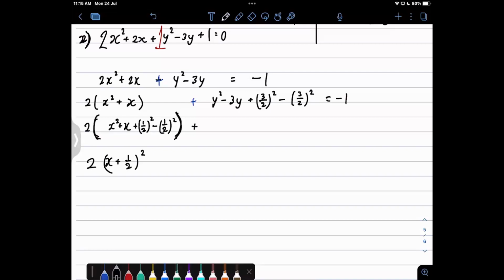This first 3 terms now becomes, oh, sorry, I made a mistake. Here, minus, I forgot to distribute. Only these first 3 can be factored into this guy. Then there's a minus half square. I'm still not done yet. Whoops. Minus half square is -1/4. Distribute the 2, I get 2 times x plus half bracket square minus 2 over 4, which is half.